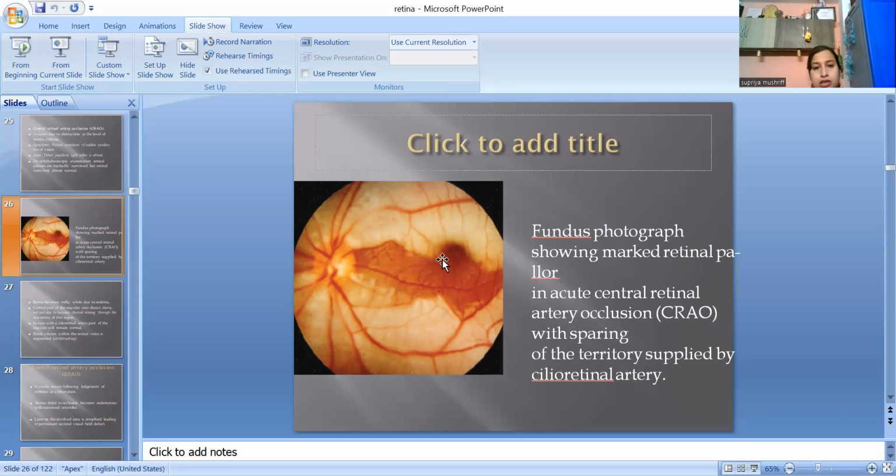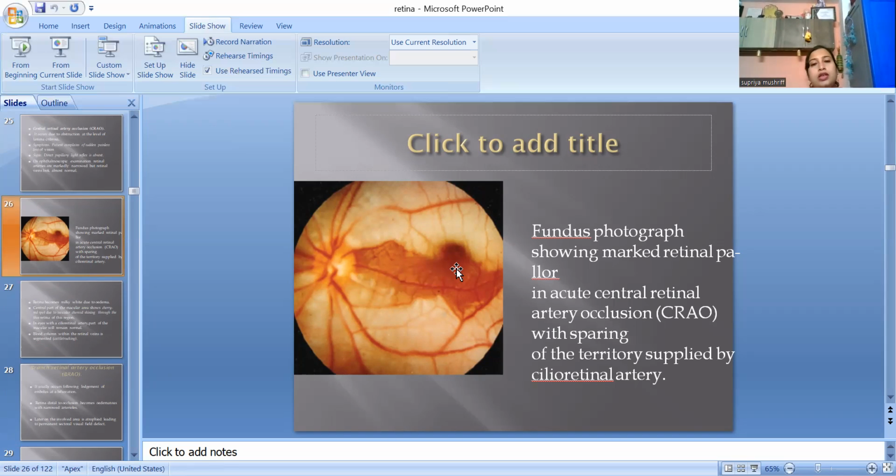This is because this is a special type of fundus with a cilioretinal artery. This is a patient of CRAO with a cilioretinal artery. The cilioretinal artery is a very important artery which occurs in only about 20% of the population. So 80% of the population do not have a cilioretinal artery, and only 20% have it. The cilioretinal artery supplies the macula.